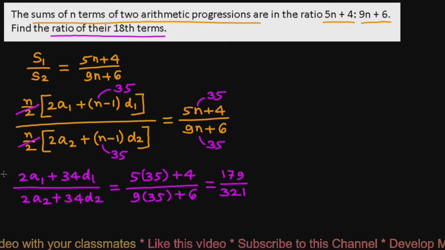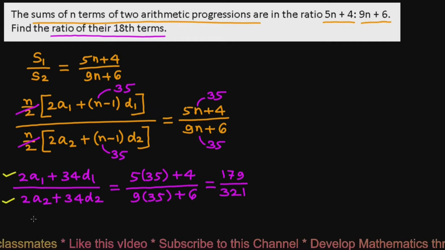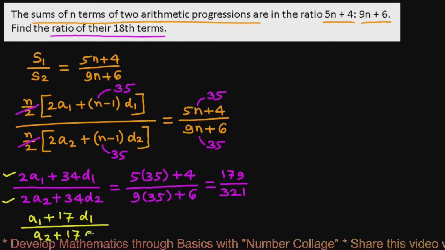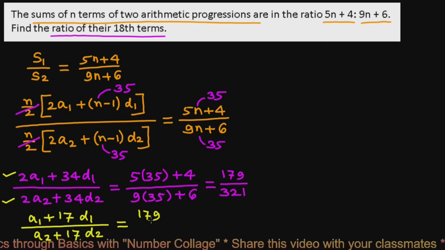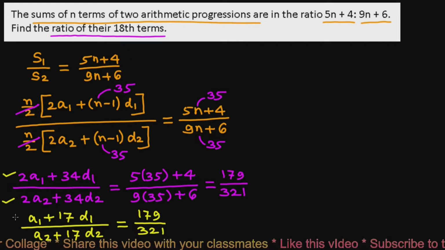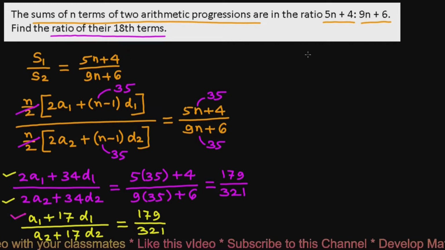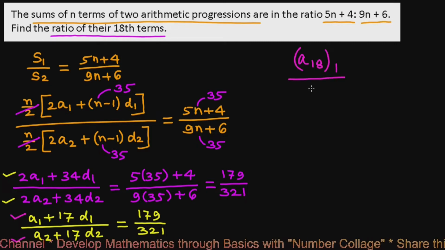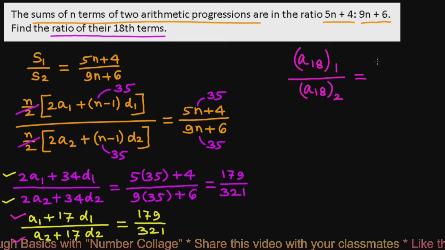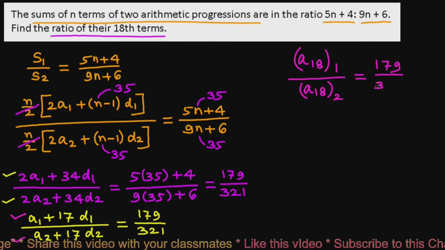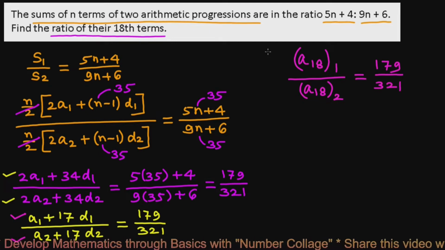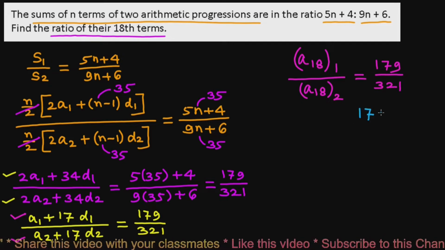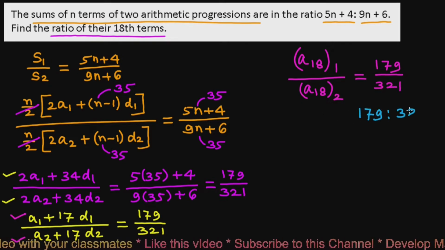Now if we divide both numerator and denominator by 2, we get (a1 + 17d1) upon (a2 + 17d2) equals 179 upon 321. We find that in the numerator it is the 18th term of the first AP, and in the denominator it is the 18th term of the second AP, which is 179 upon 321. That gives us the answer. The ratio of 18th terms of these two APs will be 179 is to 321.